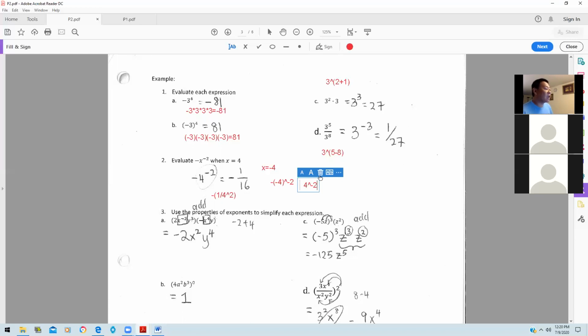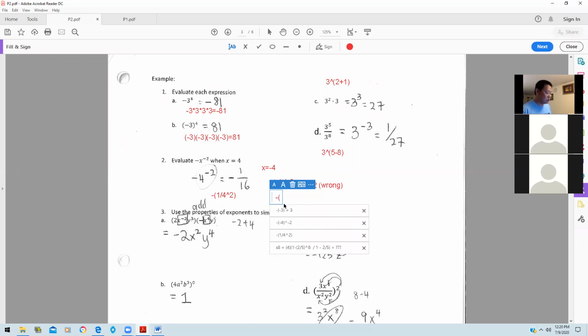The reason you cannot do this is the order of operations. When you do PEMDAS, this is considered multiplication and this is considered exponents. PEMDAS says exponents come first, then the multiplication. So do not distribute these two negatives. This is wrong. The correct way to do this is you just take the negative, and then you take 1 over negative 4, whole thing squared.